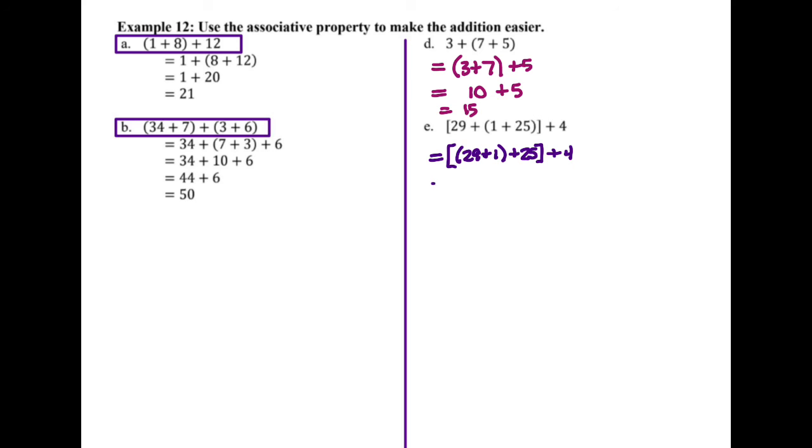Okay, so 29 plus 1 is 30. And 30 plus 25 stays in the brackets. Now 30 plus 25 is 55. 55 plus 4 is not too hard, so it's 59.